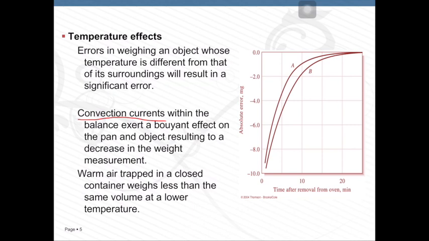The following figure, given here, shows the time after removal from an oven and the absolute error of the analytical balance. So as you can see, after around 1 minute, the absolute error is around negative 9 milligrams. Therefore, the object weighs lighter than its actual weight. Around 10 minutes, the absolute error is around negative 1.8 milligrams. And finally, after 20 minutes, the error is almost 0% or 0 milligrams.